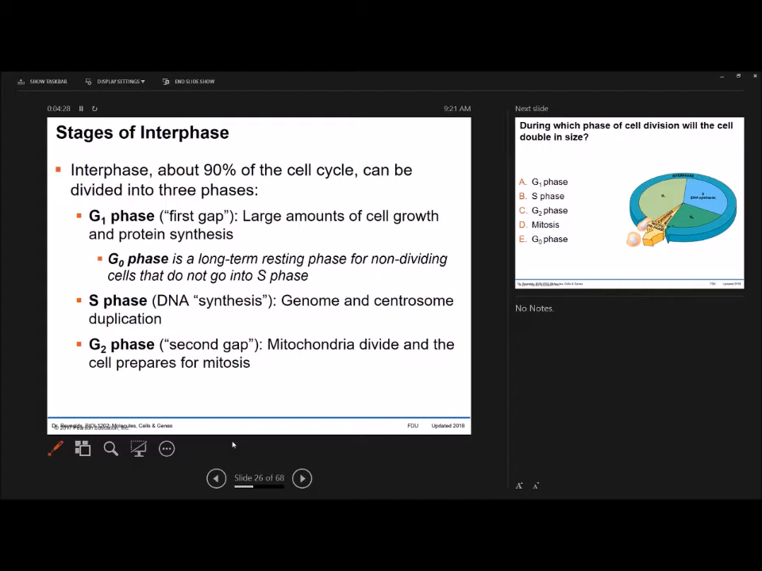Once you synthesize new DNA, once you now have sister chromatids, you can go on to the second gap phase. This is when, like, mitochondria divide, chloroplasts. You can synthesize necessary energy that's going to be needed to undergo this highly energetic process of cellular division, all of those kinds of things. Okay? It's like a prep phase.